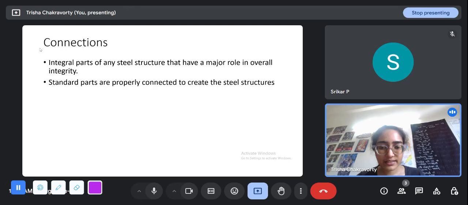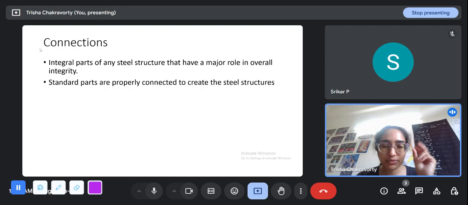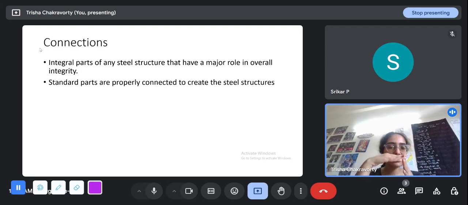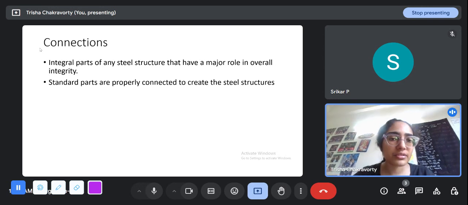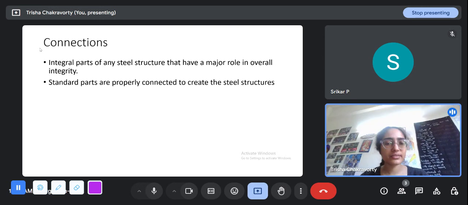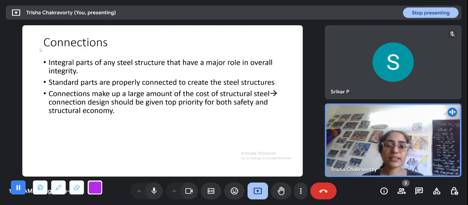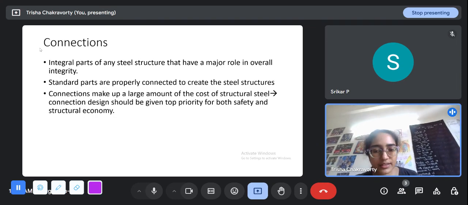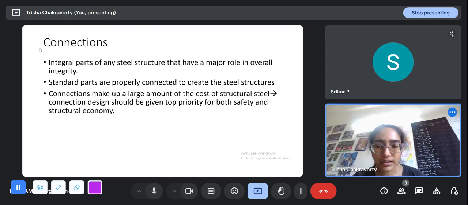And connections are often the weakest link in steel structures. Weakest link means that maybe if you look at the failure of 100 steel structures, we will see that in a large number of them it is due to a connection failure. If a beam-column connection fails, then the beam will fall, and the load of that beam will not be able to transfer to the column, and then it can lead to a major collapse, even a progressive collapse. So connections are very important, and connections make up a large amount of the cost of structural steel. Connection design should be given top priority for both safety and structural economy.